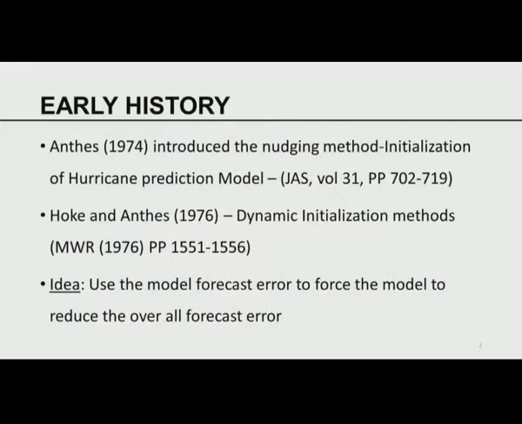A bit about early history. Anthes in 1974 introduced the nudging method. He used this for initialization of a hurricane prediction model. It was published in the Journal of Atmospheric Sciences in 1974. Hoke and Anthes in 1976 further explored the use of nudging schemes, again within the context of hurricane forecast, and their joint paper was published in 1976 in Monthly Weather Review.